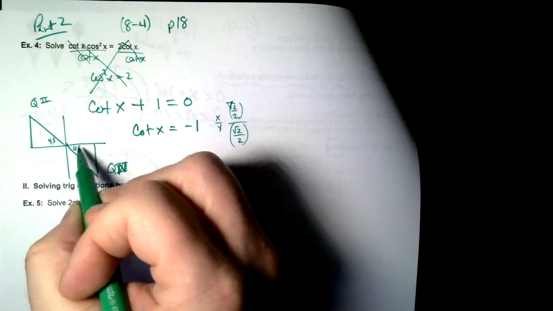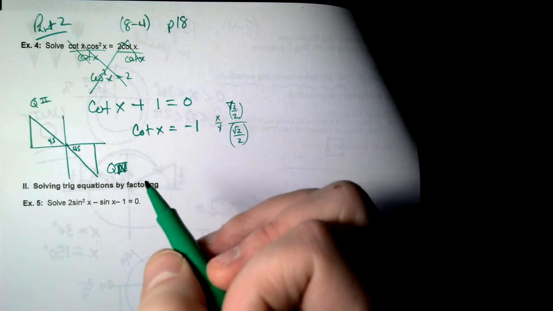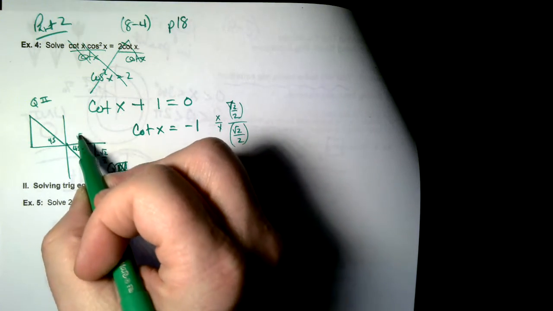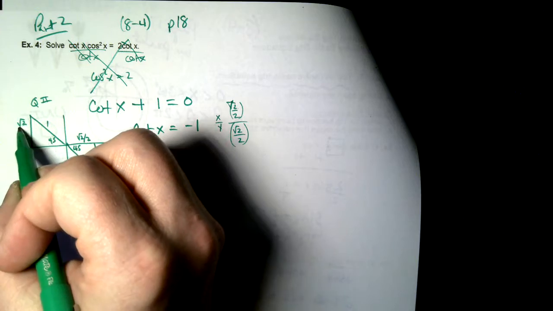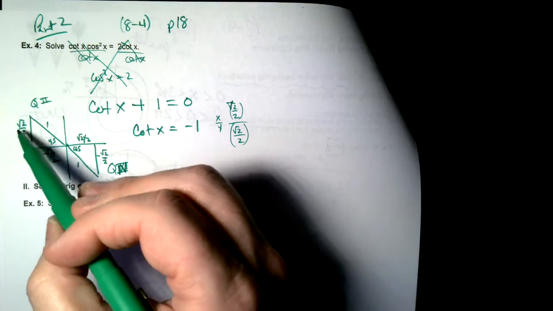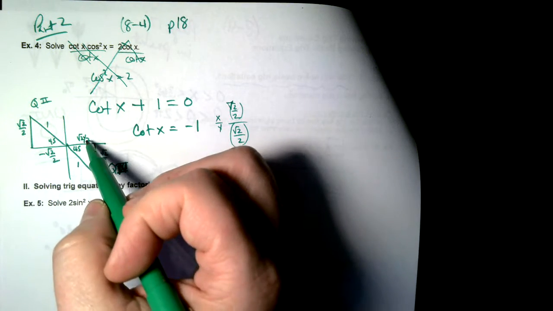Here and here. 45, 45, 90 triangles. This would be a negative root 2 over 2, positive root 2 over 2. This is a 1, obviously. Positive root 2 over 2, negative root 2 over 2. But when you take the x divided by the y, you get negative 1, or this x divided by the y. So what two angles are these?